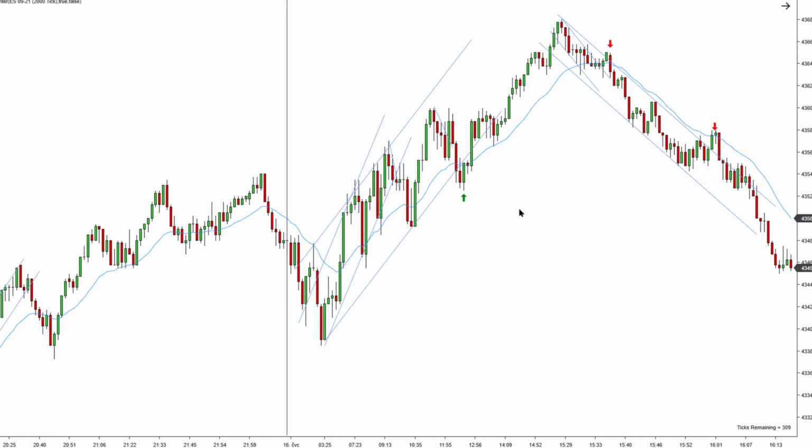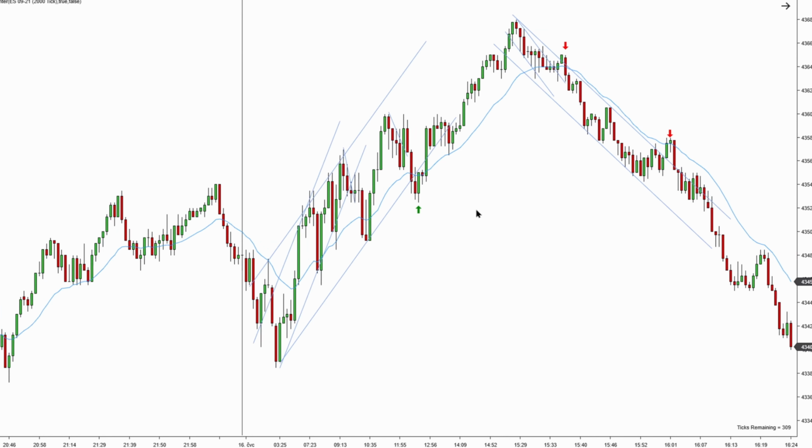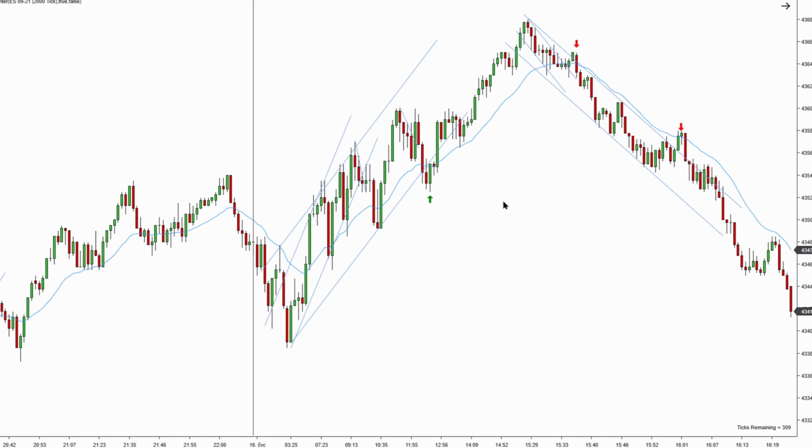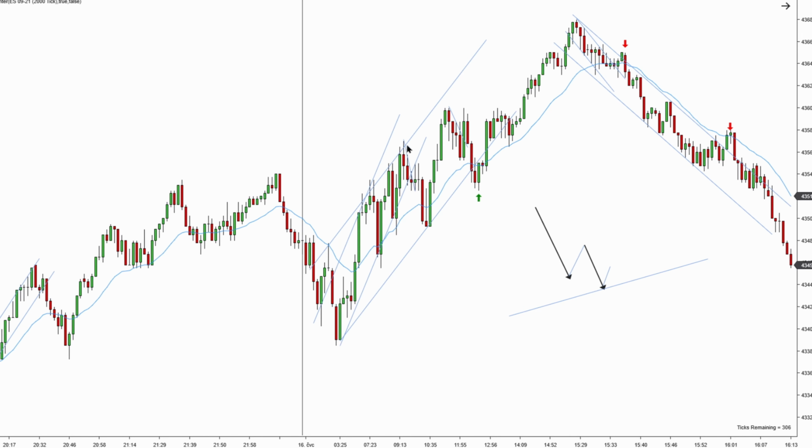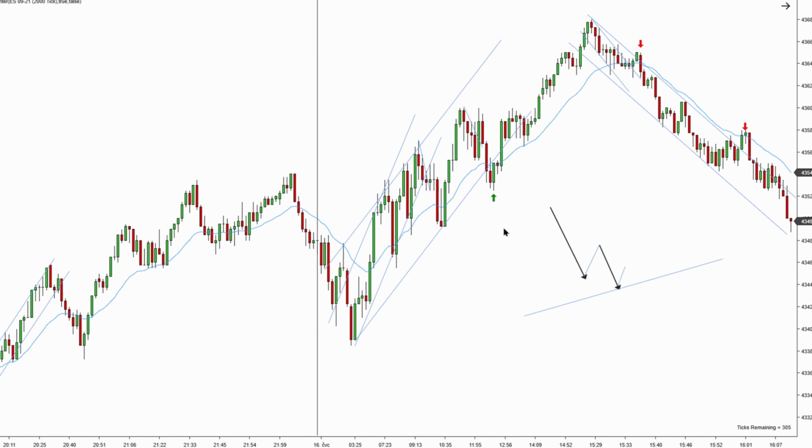And now let's talk about what the high probability setup is. Well, a high probability setup is basically a two-legged move at the key entry point. And the key entry point is a trend line, support or resistance line, or exponential moving average. And here we have a first example of a high probability setup.